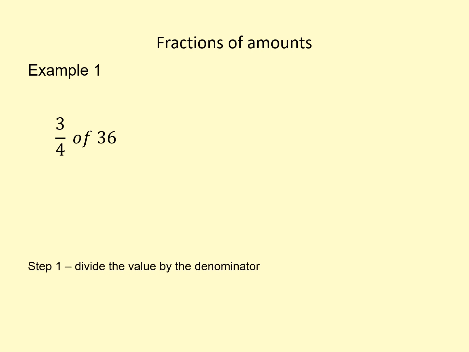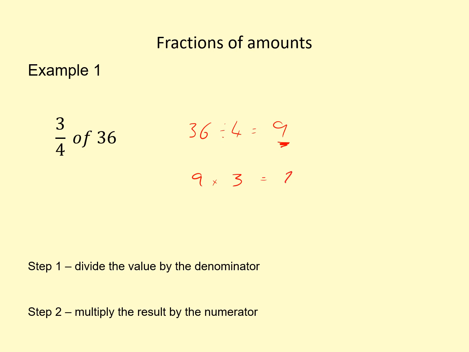Step 1, divide the value by the denominator. Step 2, multiply the result by the numerator. A lot of people refer to this as divide by the bottom, times by the top. So what we're doing is 36 divided by 4 gets me 9. Then I'm taking that 9 and I'm going to say 9 times the top number, numerator 3, gets me 27.